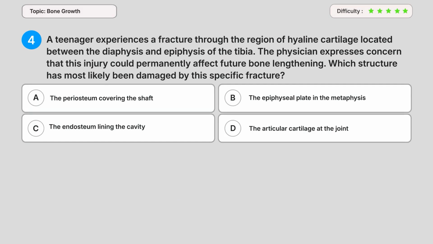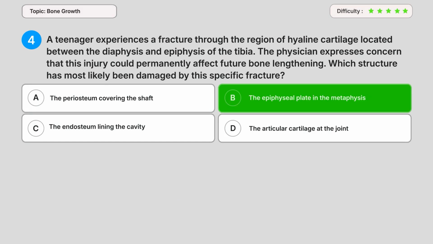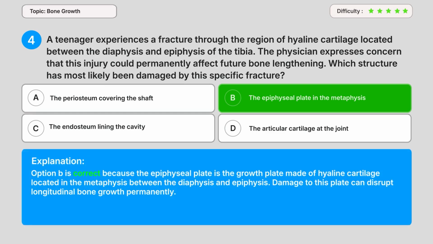Correct answer. B. The epiphyseal plate in the metaphysis. Explanation. Option B is correct because the epiphyseal plate is the growth plate made of hyaline cartilage located in the metaphysis between the diaphysis and epiphysis. Damage to this plate can disrupt longitudinal bone growth permanently.